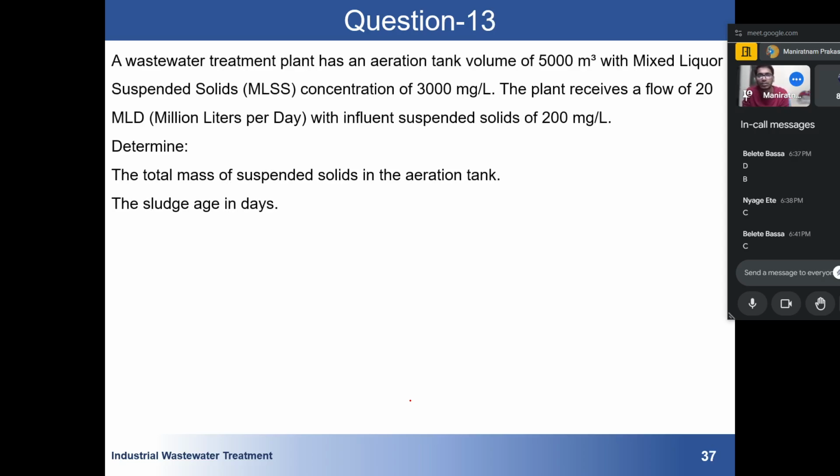Question number 13. A few minutes ago I was asking the definition and full form of MLSS, that is mixed liquor suspended solids. This question is not directly related to question number 10. It's an entirely different question, but just tell me, are you getting what I am saying?